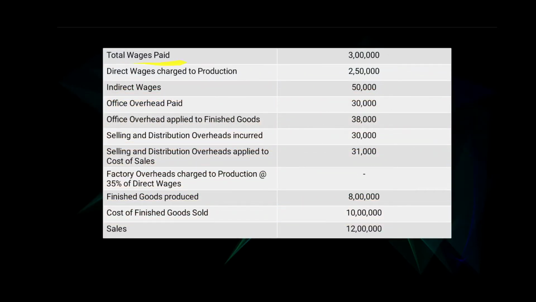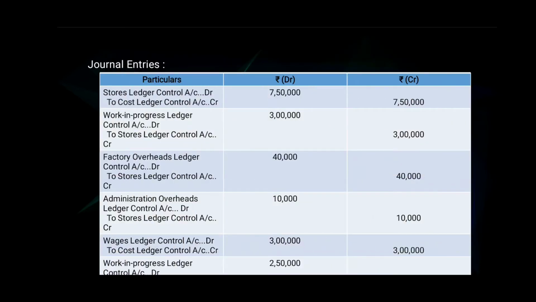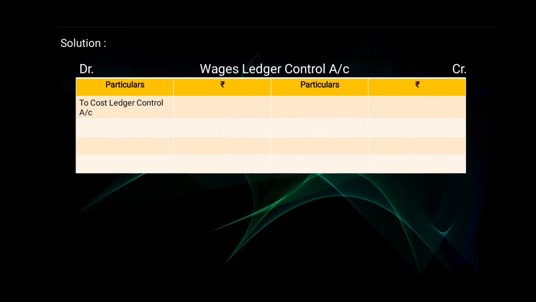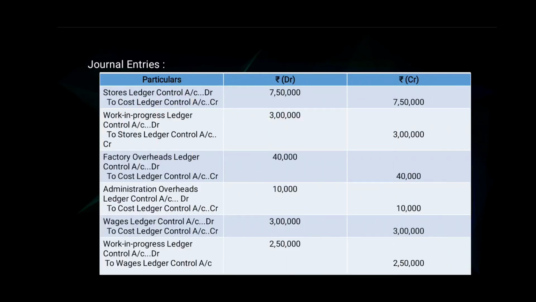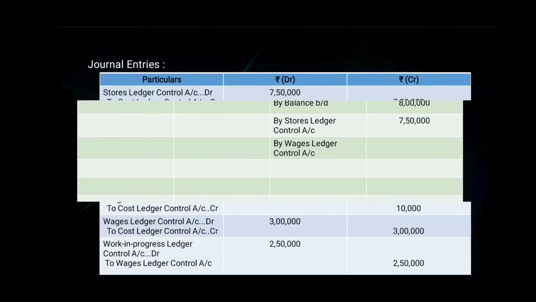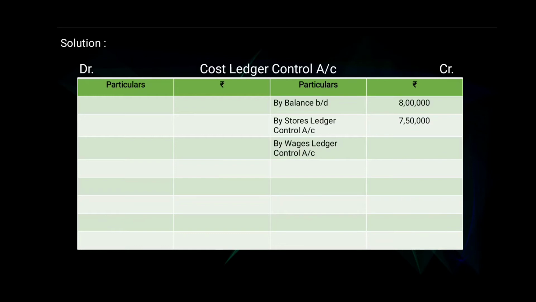Next is total wages paid, amount is given as 3 lakh. So the journal entry we had recorded as wages ledger control account debit to cost ledger control account, amount is given as 3 lakh. So the first effect will give in wage ledger control account as to cost ledger control account, amount will be 3 lakh. And the next effect will give in cost ledger control account as by wages ledger control account, amount will be 3 lakh.